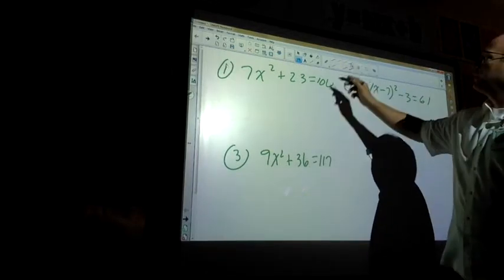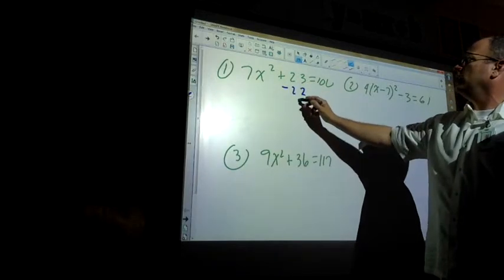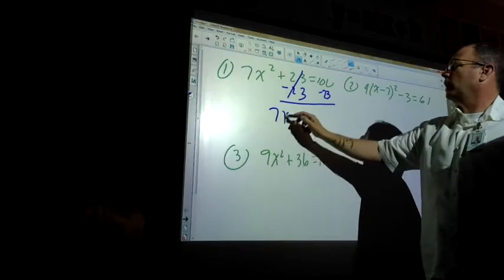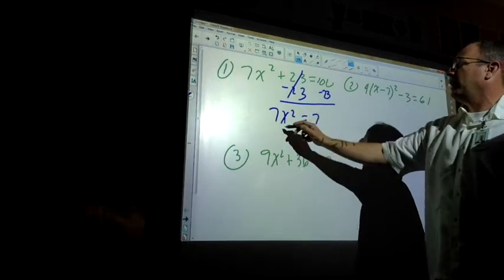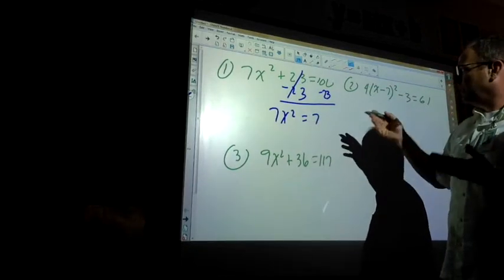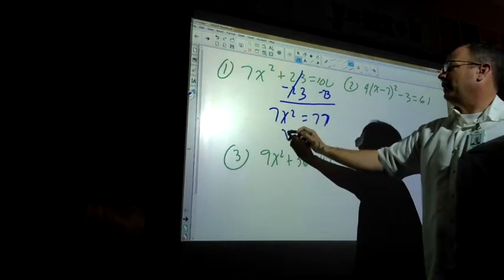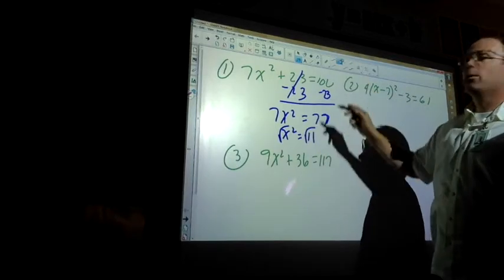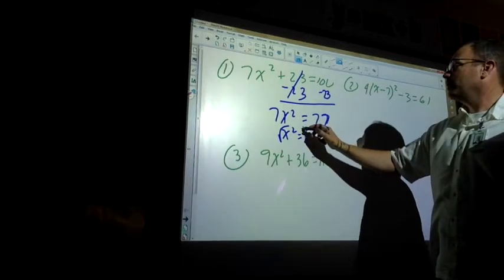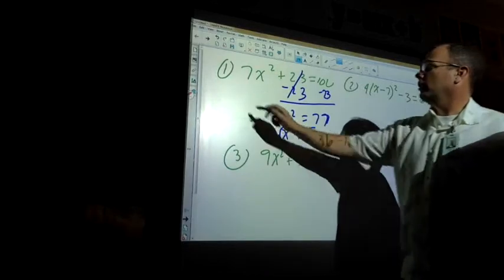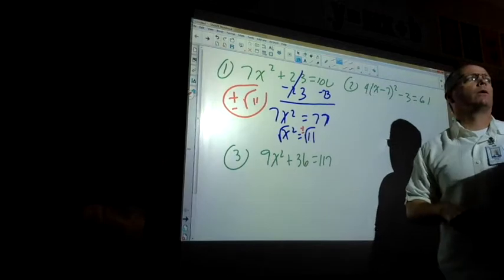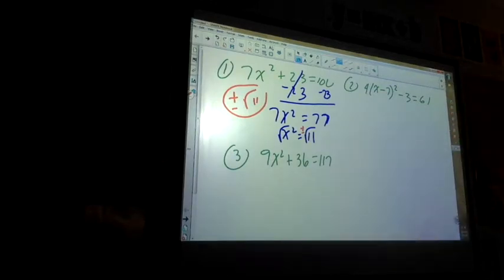On the first problem, you would just subtract 23 from both sides. That gives you 7x squared equals 77. Divide by 7, so x squared equals 11. So x is equal to what? Square root 11, plus or minus root 11. So plus or minus root 11 is the answer. How many answers are right there? 2. You have positive root 11 and negative root 11.